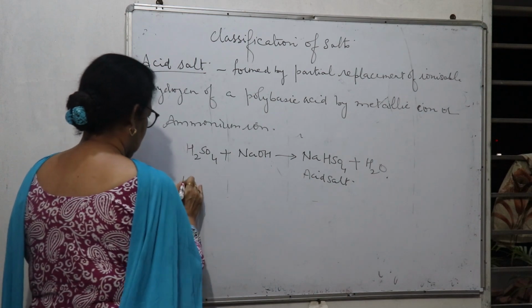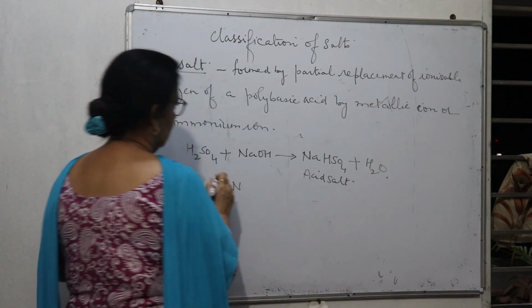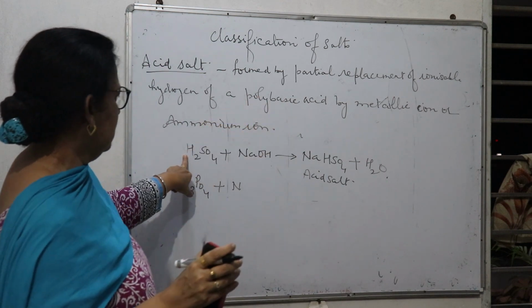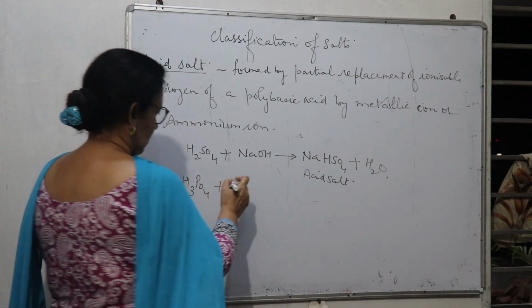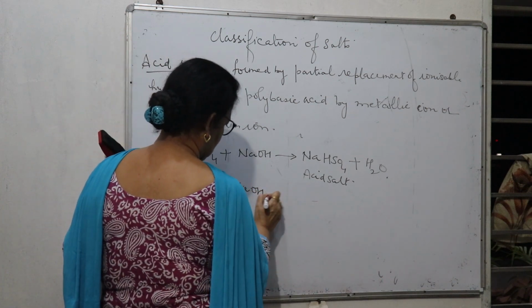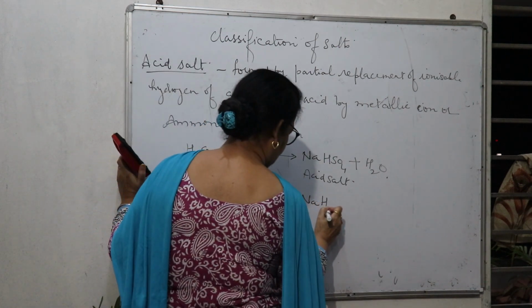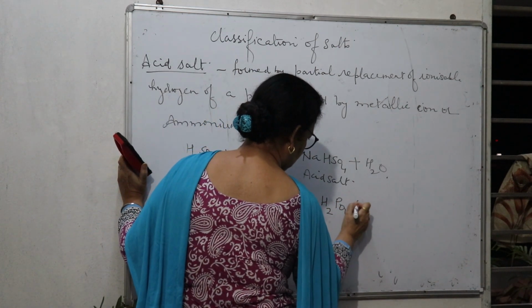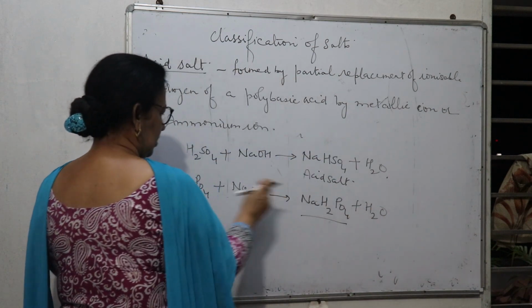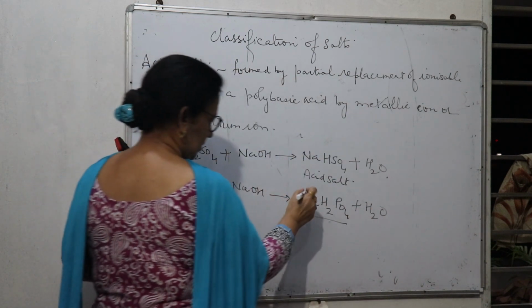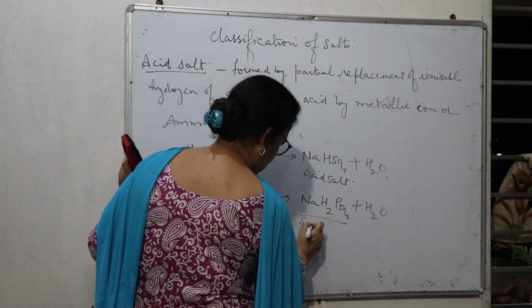Another example: H3PO4 plus NaOH. These are polybasic acids because this has basicity 2 and this has basicity 3. It gives NaH2PO4 plus water. In this salt, there are 2 hydrogens, and only one is replaced. This is called sodium dihydrogen phosphate.